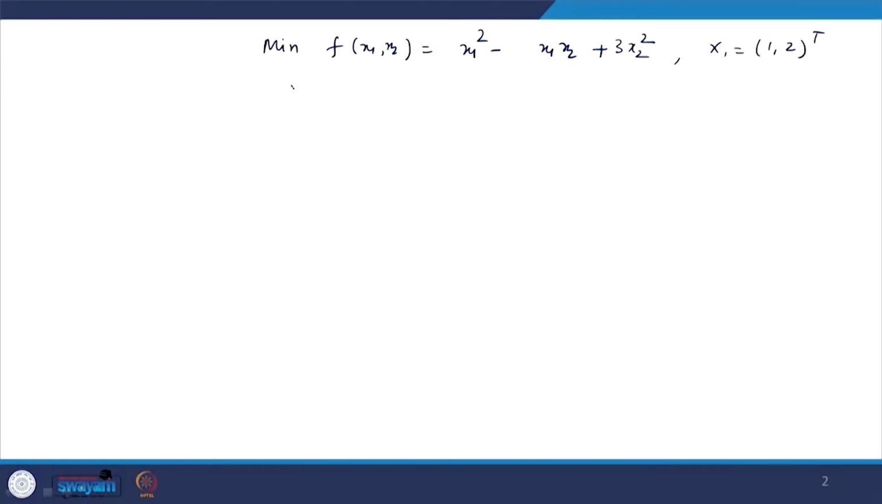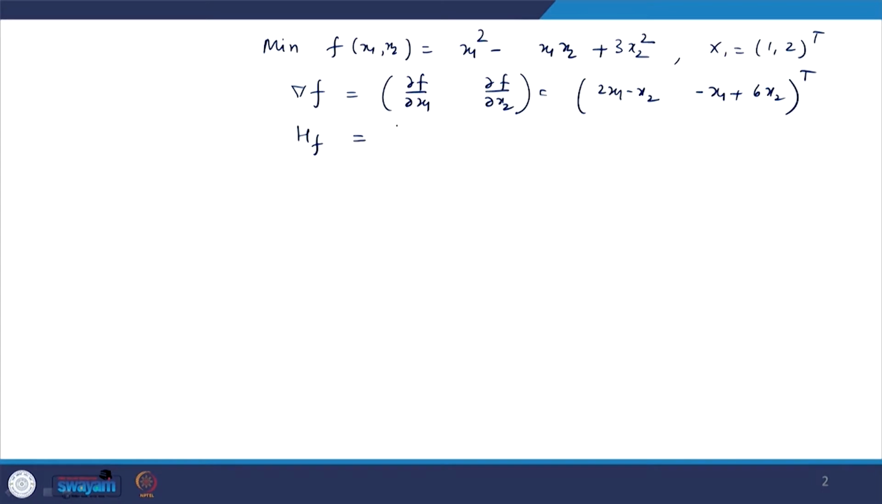So first you find the gradient of f. The gradient of f has del f upon del x1 and del f upon del x2. That will be 2 x1 minus x2 and minus x1 plus 6 x2, and this transpose will be the gradient of f. Now what is the Hessian matrix of f? This is [2 -1; -1 6]. Now this is always invertible. The determinant of Hf is 11, always non-zero for any x_k, because it is independent of x.